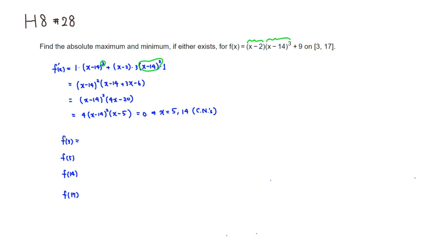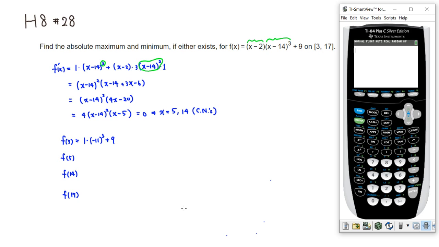So let's do that. If you plug in 3, 3 minus 2 is 1 times 3 minus 14, which is negative 11. Then you have to raise it to the cube and then plus 9. I'm going to cheat a little bit and bring out a calculator. So it's negative 11 raised to the third power, plus 9. Get that value, and it's negative 1322.